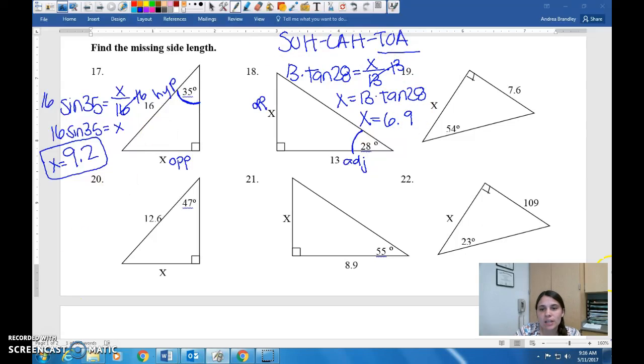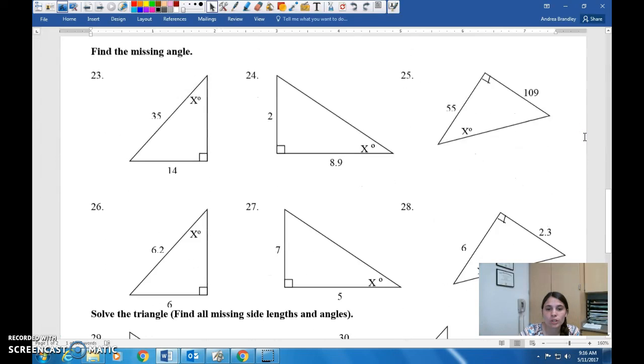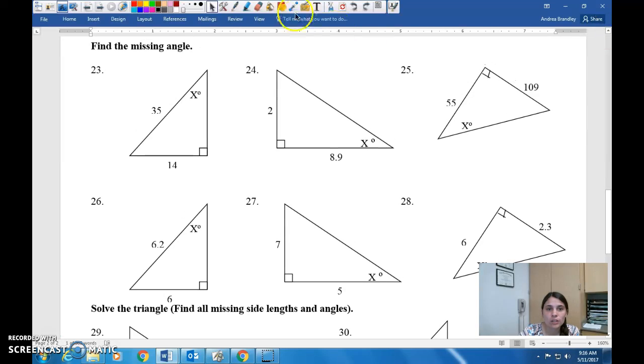So I'm not going to take the time to go through all 6. I'm just going to do those 2. So if you are still confused when you're trying to do some of the other ones, go ahead and rewind the video and re-watch how I did those 2 and see if you can use that to help you do the other 4. I'm going to go ahead and move on to the next part where we're looking at finding missing angles.